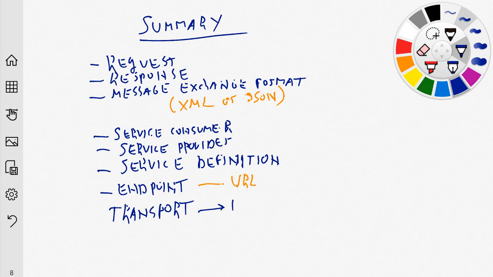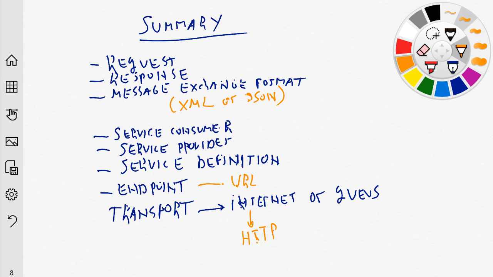So internet or queues. So if the web service is exposed over the internet, we are using something called HTTP. It's Hypertext Transfer Protocol. It's like we are browsing websites. We enter the URL and then the web service is called.